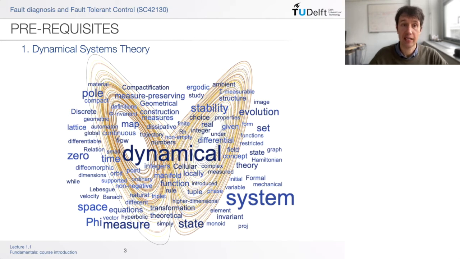First of all, the prerequisite is a knowledge of dynamical systems theory. Have a look at this word cloud, and if you don't understand or don't recognize some of the words there, then it means you need to do some preparation work. And I will provide a list of books and resources you can use.